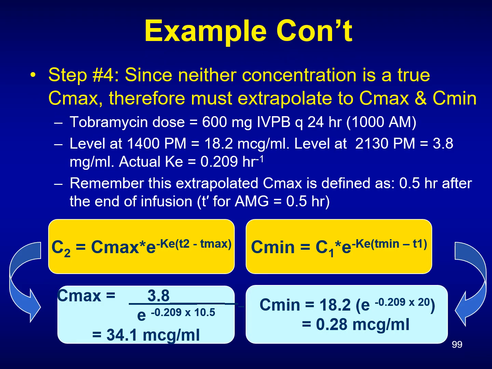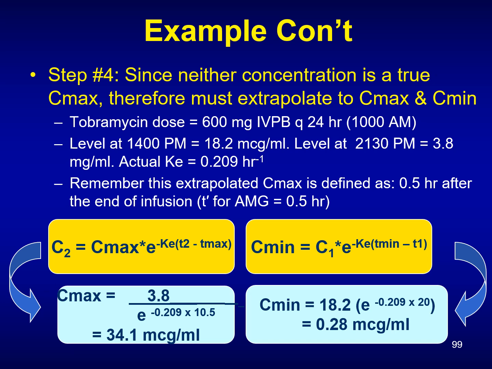Step 4, since neither concentration is a true Cmax, we must extrapolate to true Cmax and Cminimum in order to find out whether they're within desired range, and whether we should keep or change the current regimen. Recall the dosing regimen: 600 milligrams every 24 hours, dose at 10 a.m., first level at 1400 is 18.2, second level at 2130 is 3.8, the actual calculated KE is 0.209. Remember, extrapolated Cmax is defined as 0.5 hours after the end of infusion, and infusion time for aminoglycoside is always 0.5 hours. So now we plug in the equations.